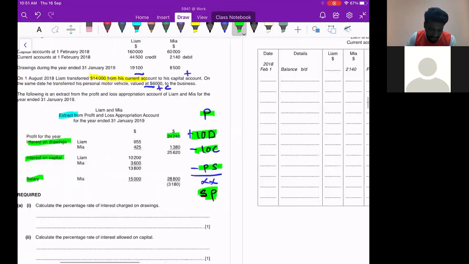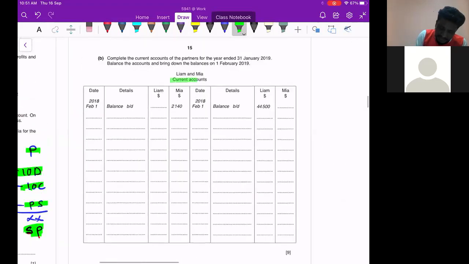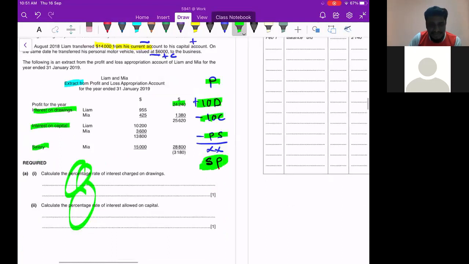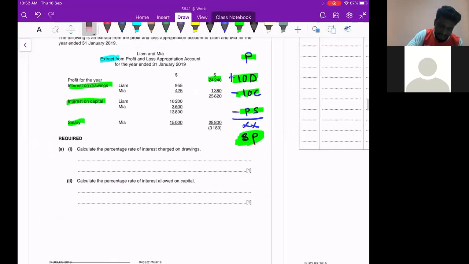Before that, let me check. The question asked me to calculate the percentage, and also they asked me to do the current account. Okay, wait. If you want to do the current account, you need share profit. So first, somehow we need to calculate the share profit before we start answering this question. I write it here because here no space.